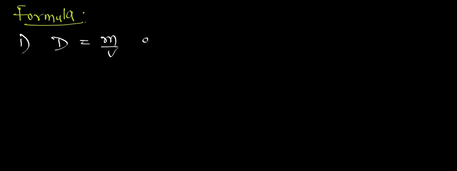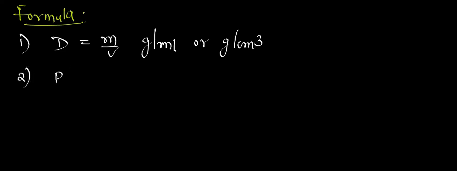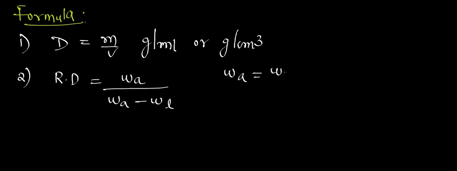What is the density formula? Mass by volume. Unit, CGS unit, gram per ml, or you can take gram per centimeter cube. Second thing, relative density is weight of the substance in air by weight of the substance in air minus weight of the substance in liquid. Memorize this formula. WA means weight in air. Sorry, we are comparing with water, so W is nothing but weight in water.